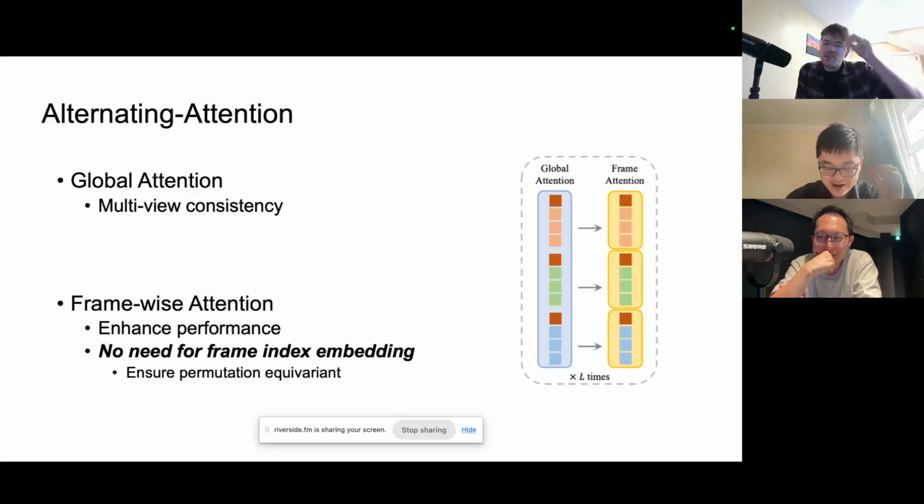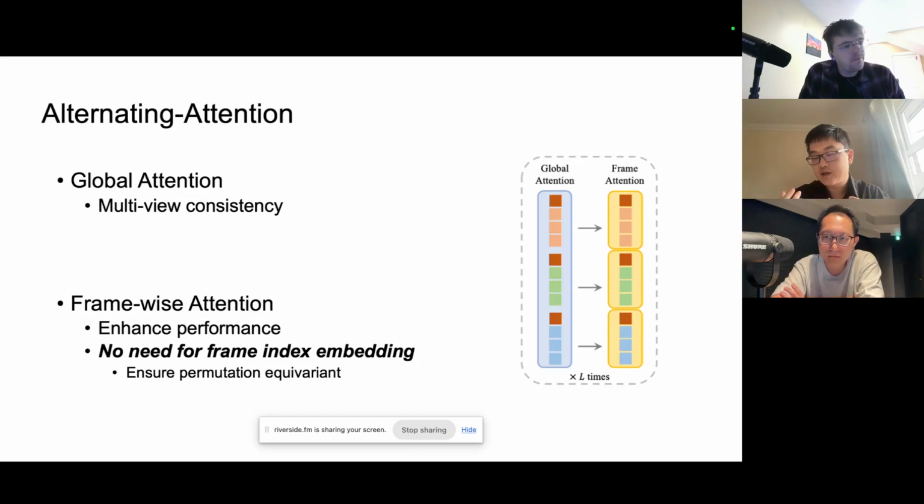Why couldn't I use a positional embedding on top of the global attention? Yeah, that's a question, and the answer is: when we look at a building, whether we look from the left to the right or from the right to the left, what we see should be the same building, right? It means the order of the input frames should not affect the final reconstruction result. Does that make sense?